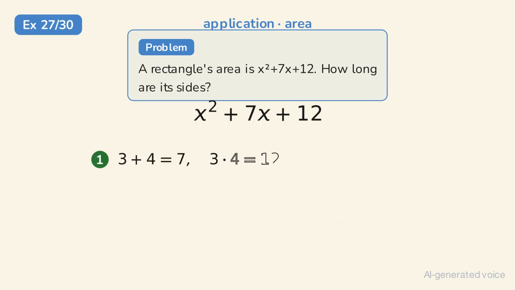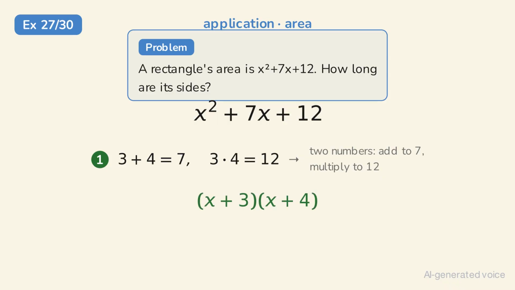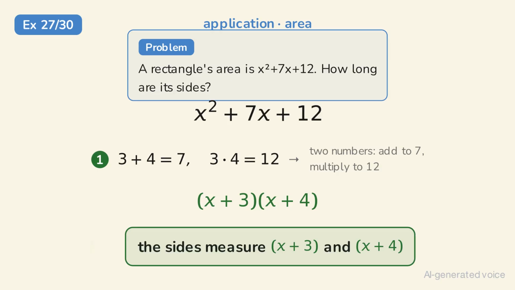It's a simple trinomial. We look for two numbers that add to 7 and multiply to 12. They're 3 and 4. So the area factors as x plus 3 times x plus 4. And there's the answer, in context, the rectangle's sides measure x plus 3 and x plus 4.